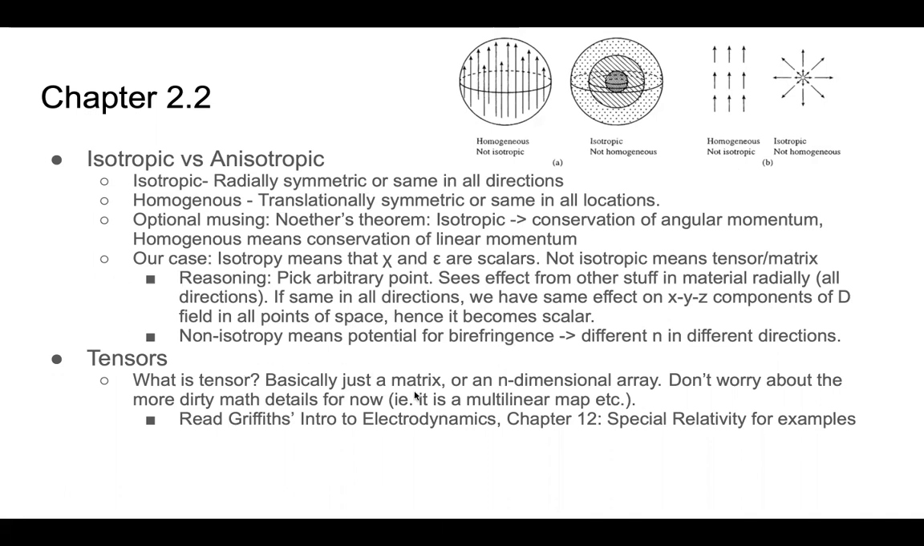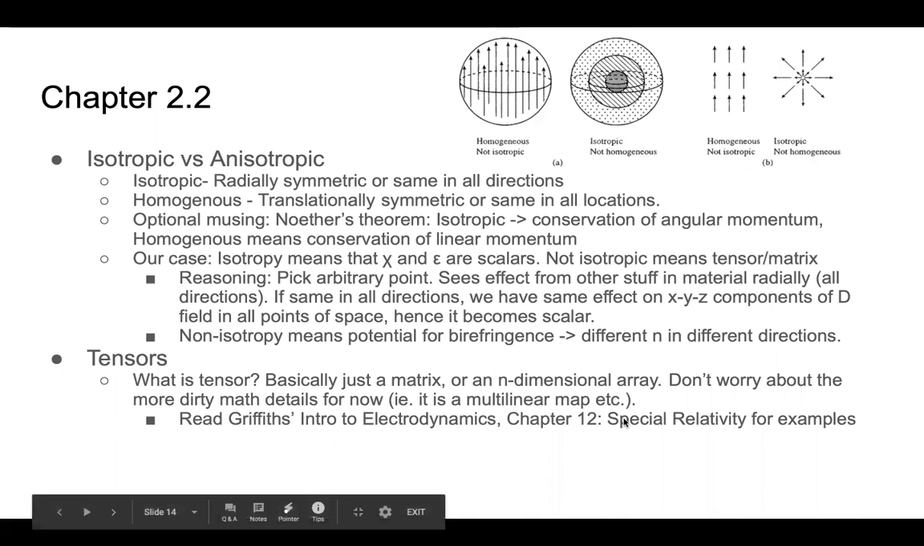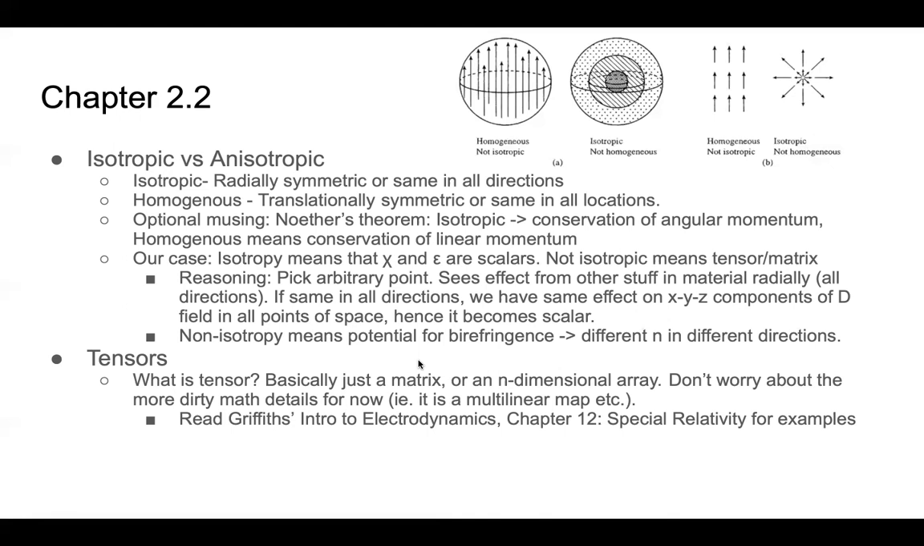And what is a tensor? Just a matrix or n-dimensional array. If you want some more examples, there are some from special relativity in Griffiths' Intro to Electrodynamics, chapter 12. But you don't need to do that right now because you have an exam tomorrow. So it's probably best to just make your formula sheet, do the practice questions you're given, and get the understanding a little later.